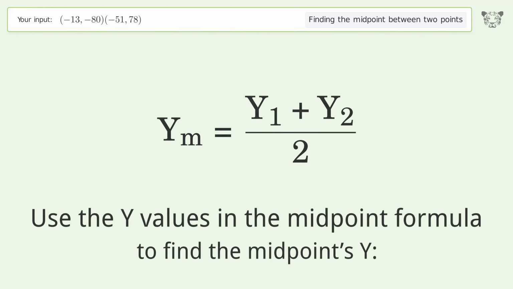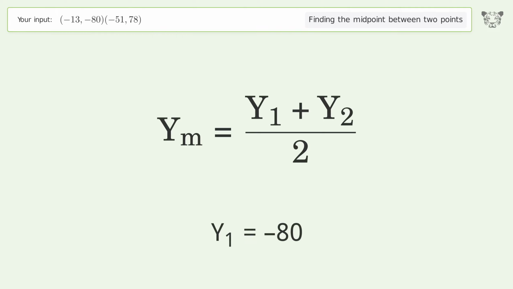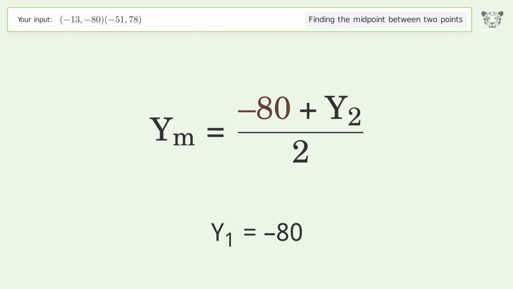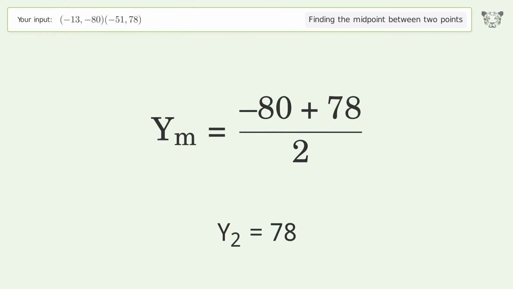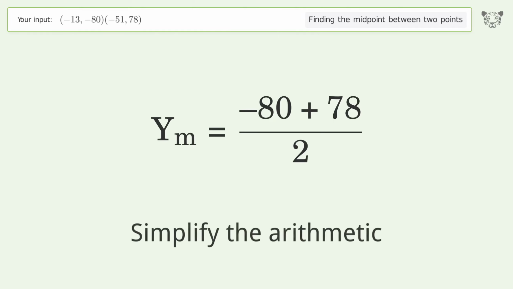Use the y values in the midpoint formula to find the midpoint's y. y1 equals -80. y2 equals 78. Simplify the arithmetic.